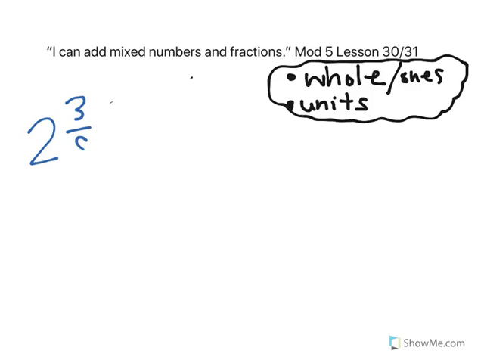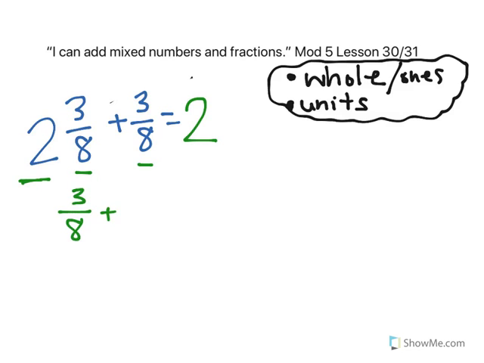2 3/8 plus 3/8. We remember that when we add, we have to add like units together. So I'm going to add my fractions together, and then add that to my whole. Is there any other whole number or ones here? No, it's just 2. So my answer is going to still be 2 wholes. Now I need to add my fractions together. 3/8 plus 3/8. Let me check, are they the same unit? Yep, they're both 8s, so I can add straight across.